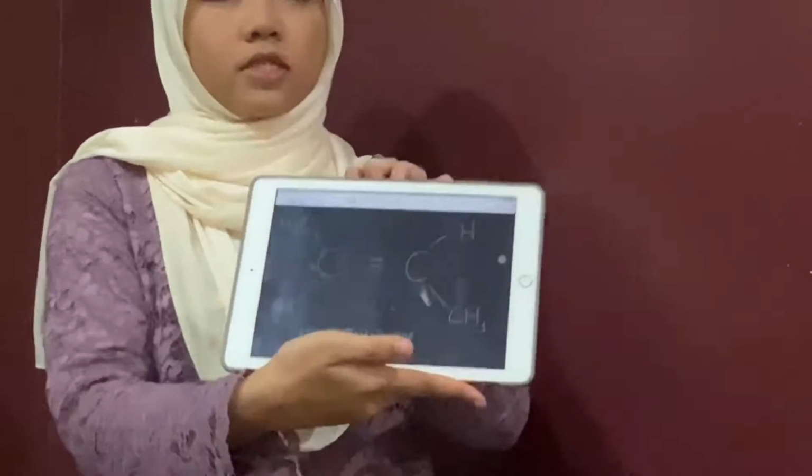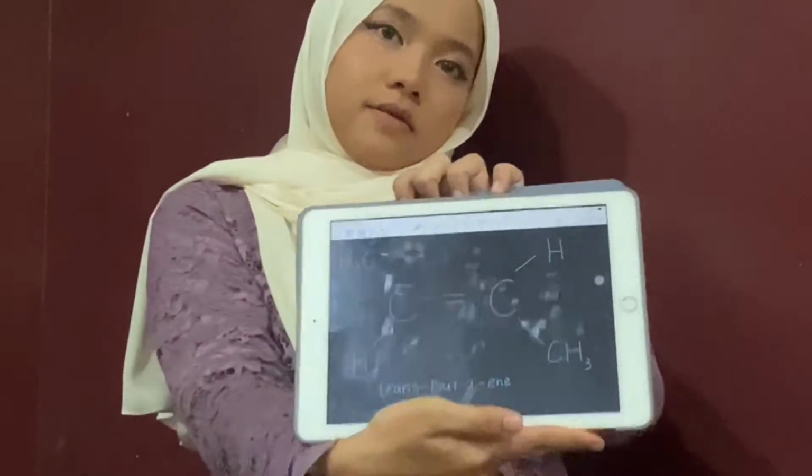Hi there, and I will explain to you about compound B. So I already found compound B. Compound B is trans-but-2-ene, as you can see here. So why is compound B trans-but-2-ene? In this question, it's already stated that compound B is non-polar. So why is trans-but-2-ene non-polar? Trans-but-2-ene is non-polar because in it, the two dipole moments of the C-CH3 bonds are equal and opposite, and hence, they exactly cancel out each other. So this is why trans-but-2-ene is non-polar.